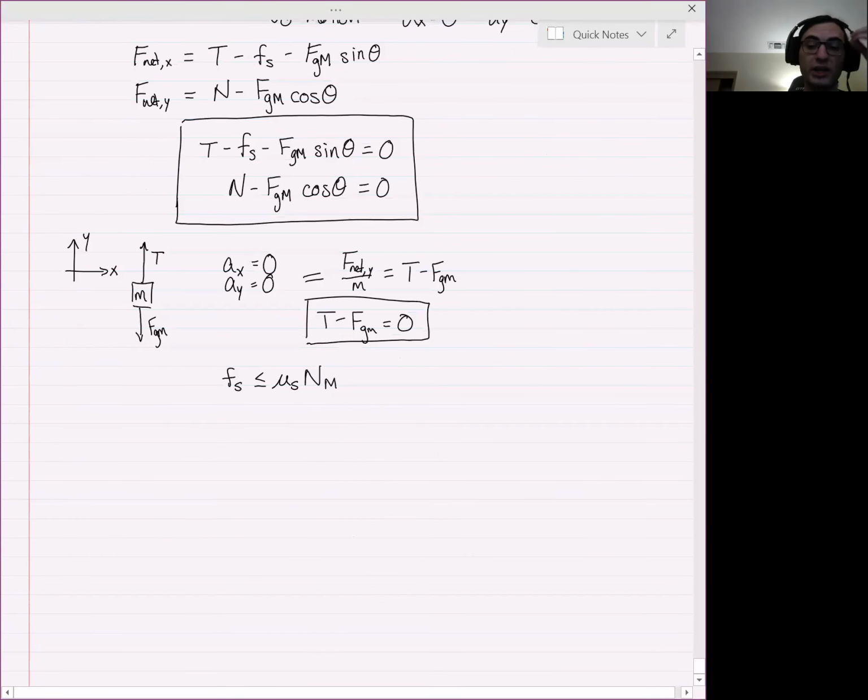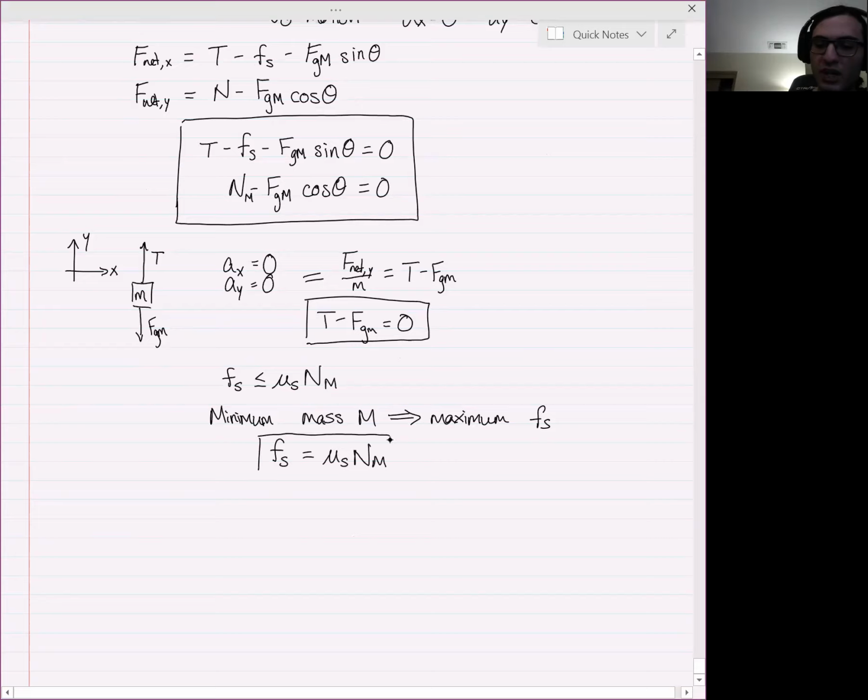So in our case, the minimum mass M corresponds to the maximum value of Fs, which means that Fs in our case is equal to mu sub s times Nm, not just less than or equal to. And that should be Nm, by the way. So now we have 4 equations and 5 variables. Now, unfortunately, that's all we get.